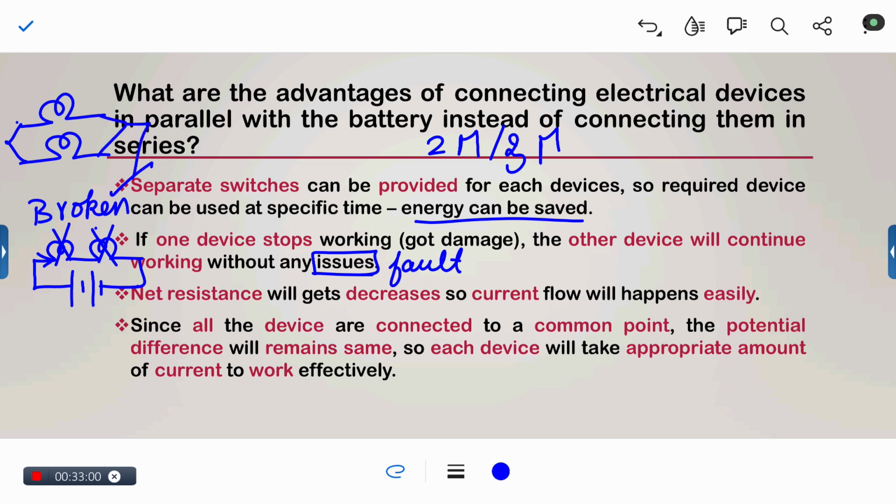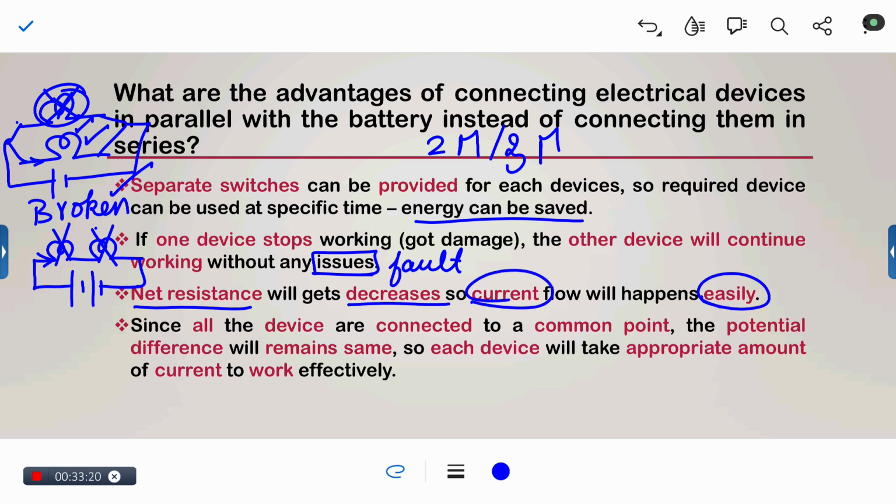Like this we combine. If one bulb alone got fused, will the other bulb glow or not? Yes. That means if one device gets a fault, the other device will work without any issue. And the third one: will the net resistance in parallel increase or decrease? Decrease. Due to that, the current flow can happen easily. Reason: as per Ohm's law, resistance is inversely proportional to current. In parallel, resistance will decrease, so current flow can happen easily.